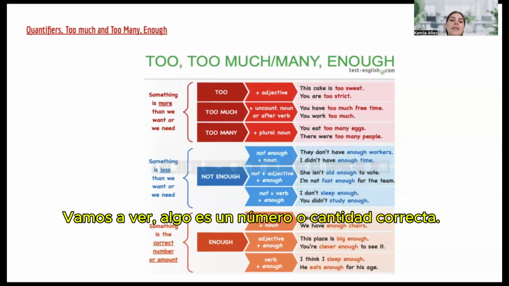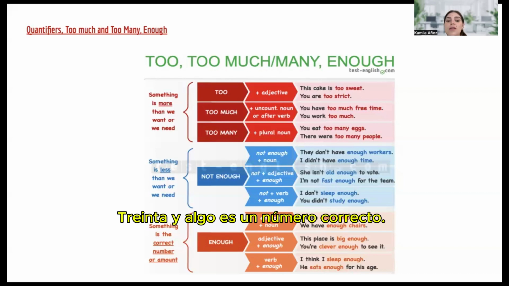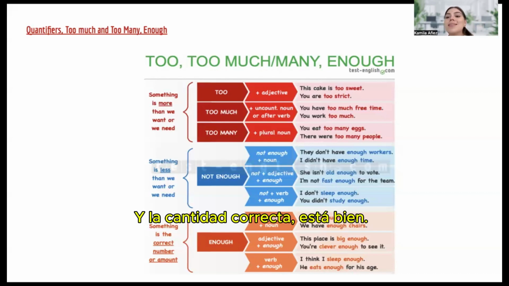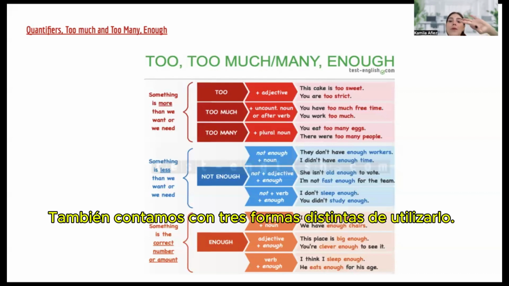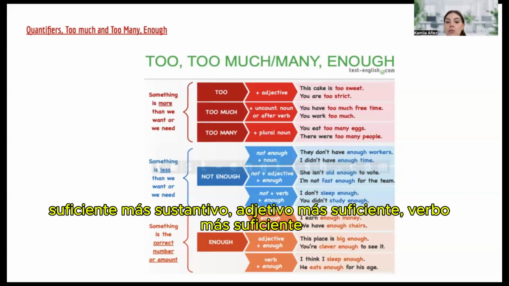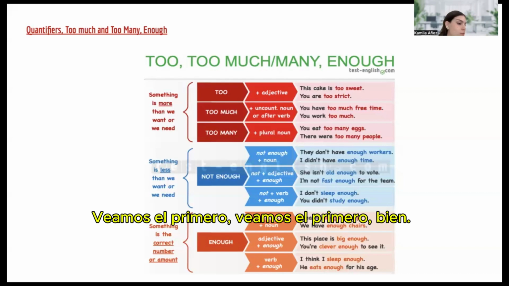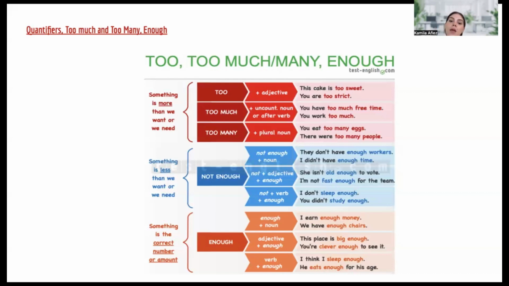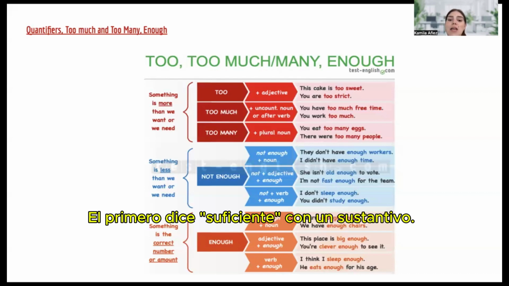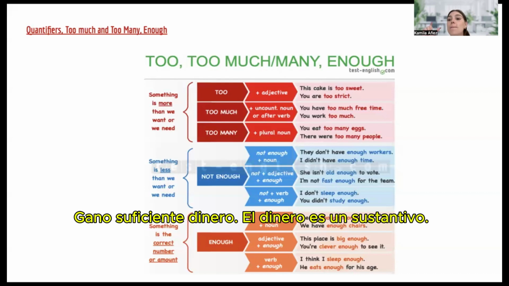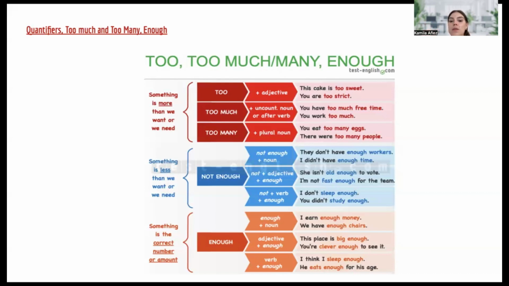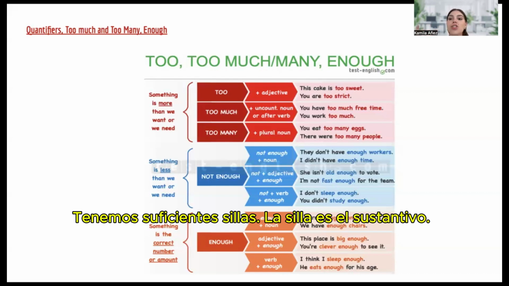All right. Let's see, something is a correct number or amount. That is enough. Enough is when something is the correct number and the correct amount. Okay. We have 3 different ways to use it: enough plus noun, adjective plus enough, verb plus enough. The first one says enough plus noun. I earn enough money. Money is our noun. We have enough chairs. Chair is our noun, right?